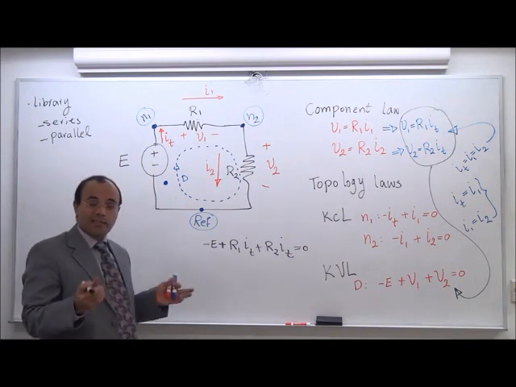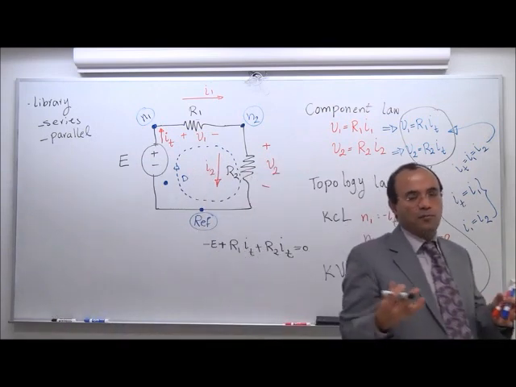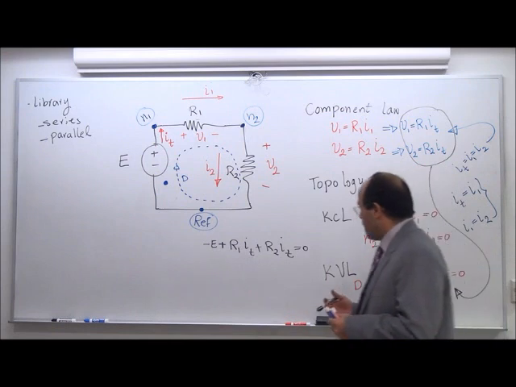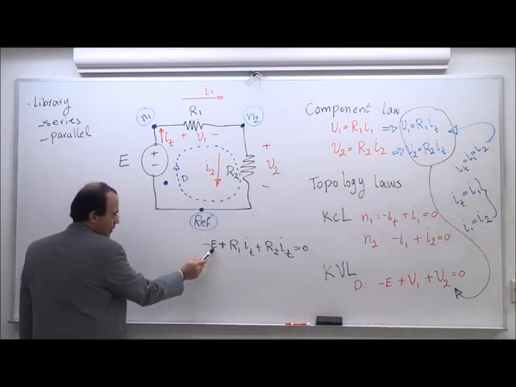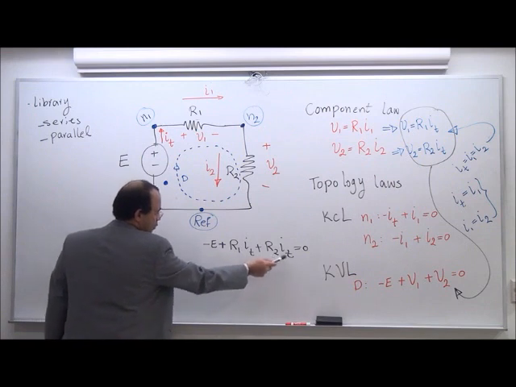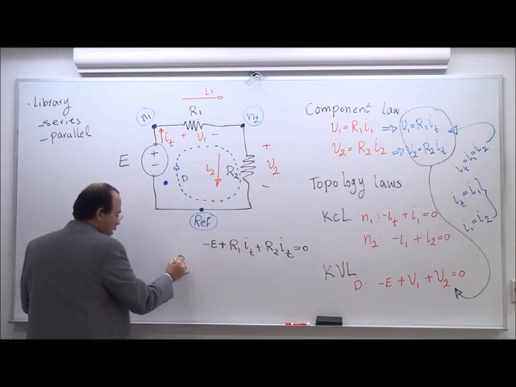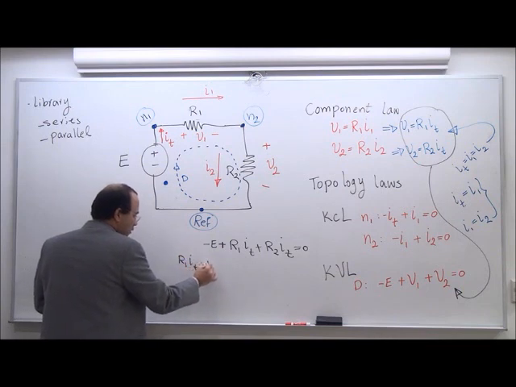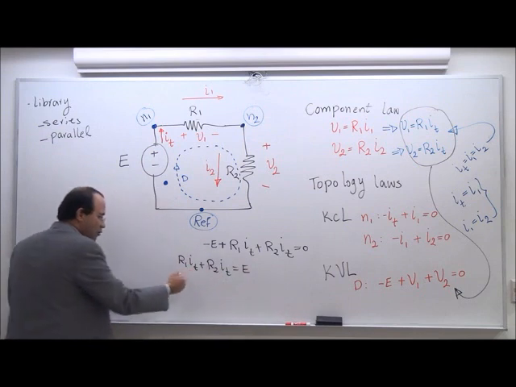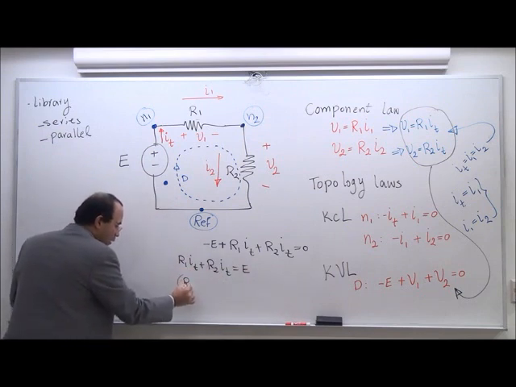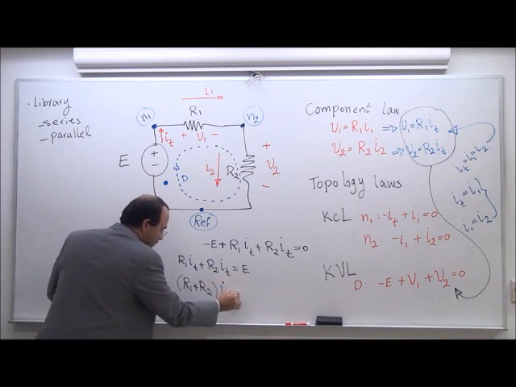Once again, these are little things, the details. You get used to it, but then you have to pass on the knowledge and move on to the next level of complexity. This one, you have E, you have R1, you have R2, you don't have IT. Let's find it. So E goes to the other end: R1 IT plus R2 IT is equal to E. Let's factorize IT: R1 plus R2 times IT is equal to E.